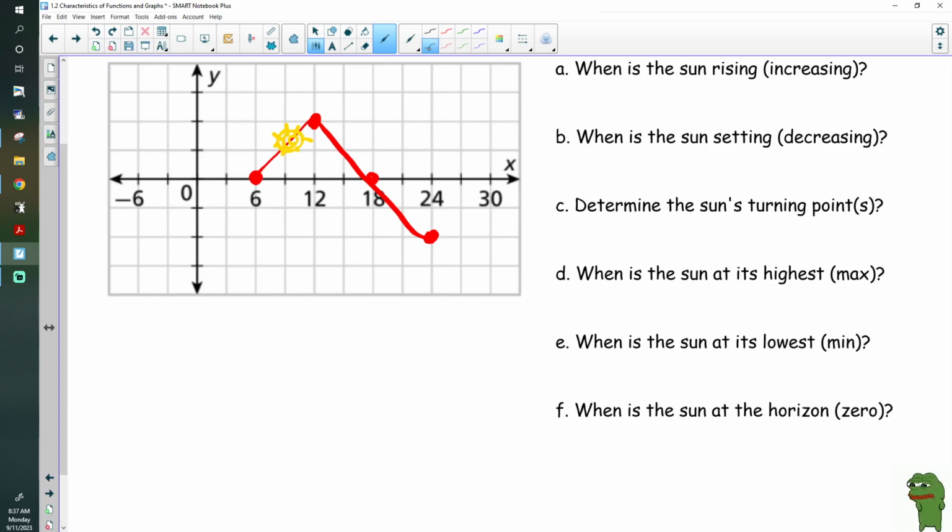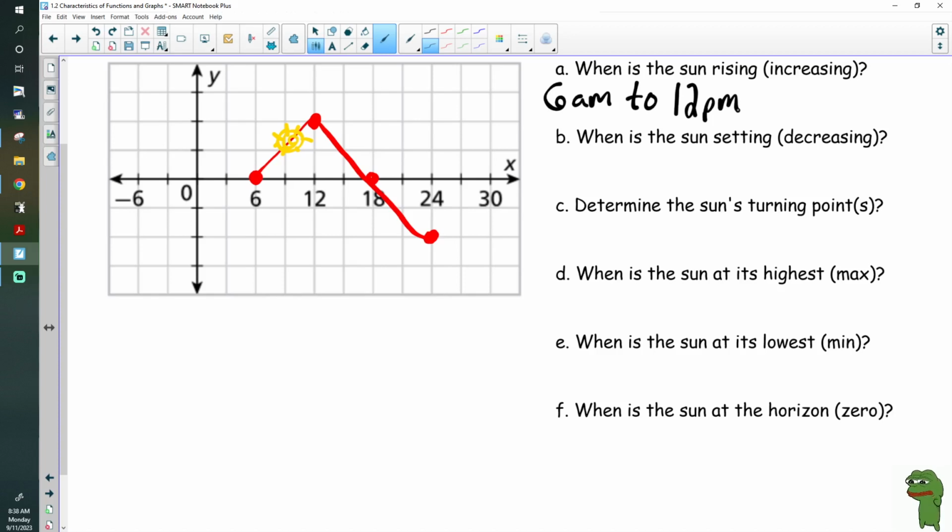When is the sun rising? In other words, increasing. 6 till 12. Whenever you are asked for an interval, when is it doing X, Y, Z? You need to give a start and a finish. In English, we would say from 6 a.m. to 12 p.m. Right? Agree? That is when it's rising.